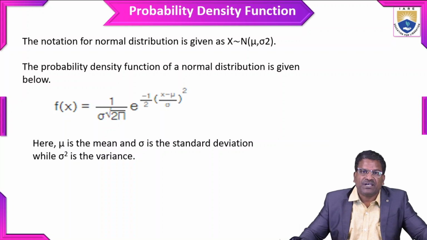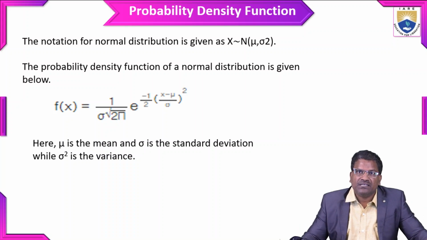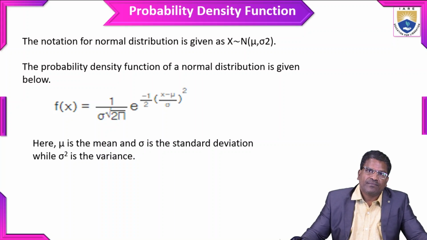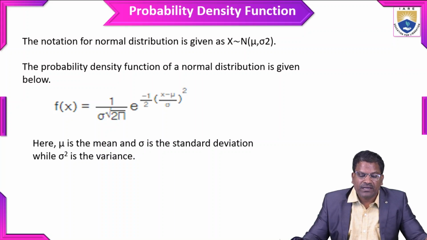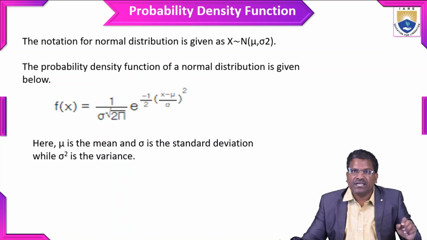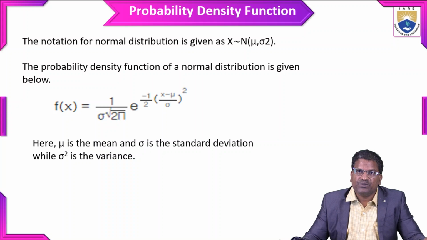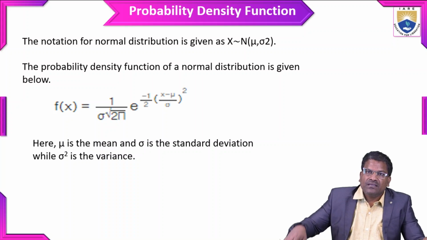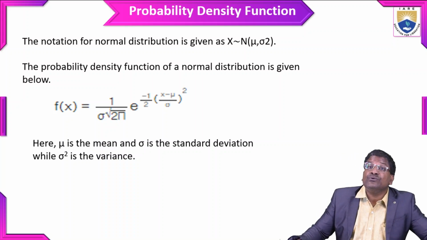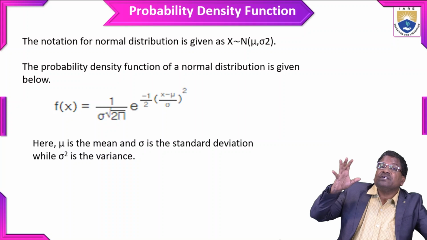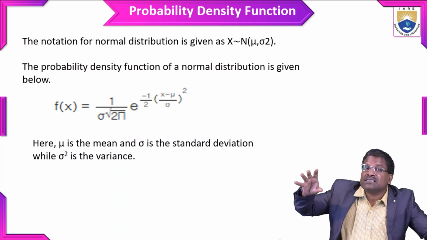The probability density function of a normal distribution is given by f of x is equal to 1 by sigma into square root of 2 pi into e to the power minus 1 by 2 into (x minus mu by sigma) whole square. Here further, the value we are using, x minus mu by sigma, specifically gives some value z. It is called the statistic.